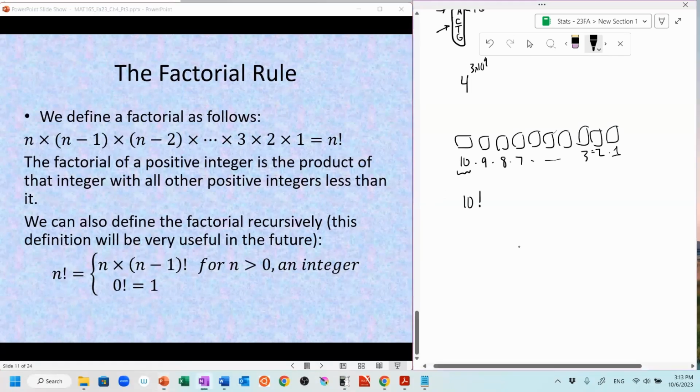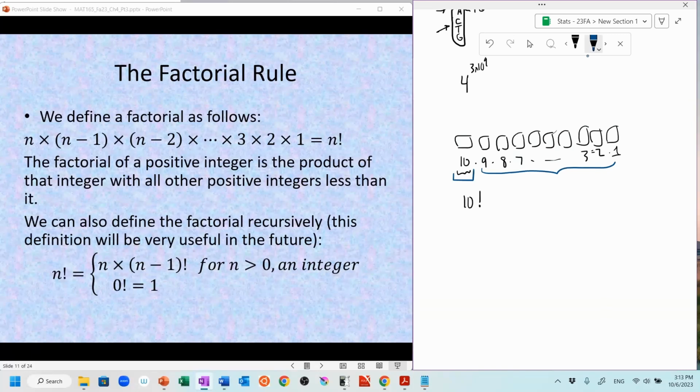Something kind of interesting to note, a very helpful property of factorials, is that 10 factorial, if I pop this 10 off the front, then what am I left with? I'm left with 9 multiplied by all other positive integers less than 9. So I could think of this as 10 times 9 factorial. Or I could do that again. This is 10 times 9 times 8 factorial. I can pop some of these leading factors off of a factorial, and I'm still left with something that can be nicely concatenated under a factorial. So this is a recursive idea. Those of you who have taken programming before might have actually programmed a factorial function as a recursion.